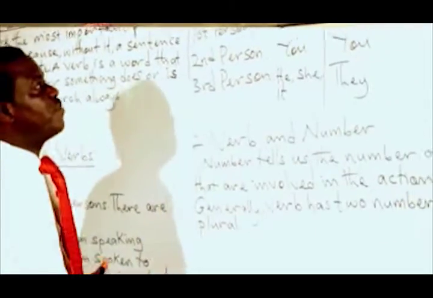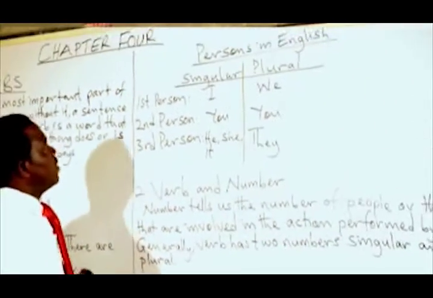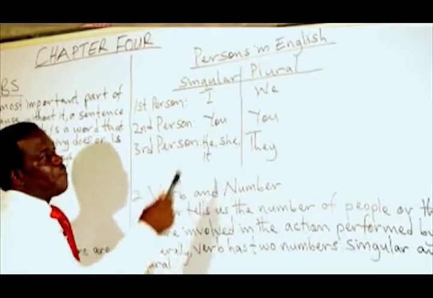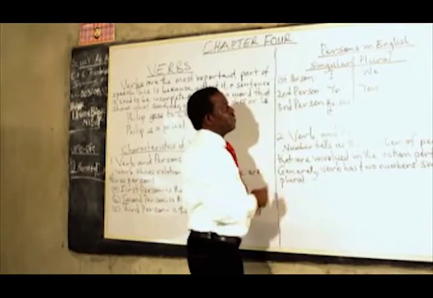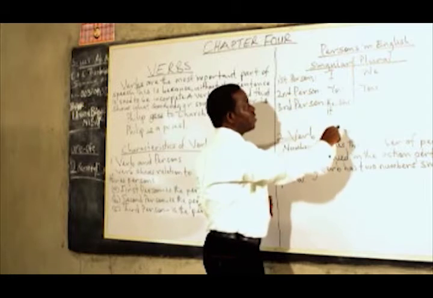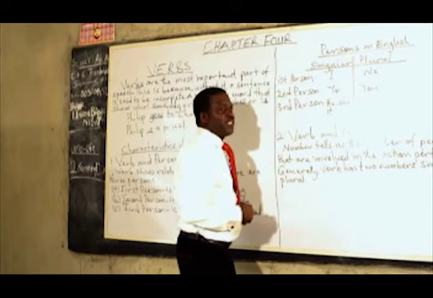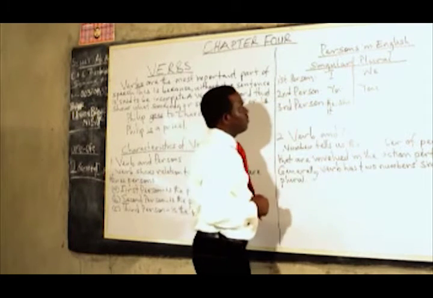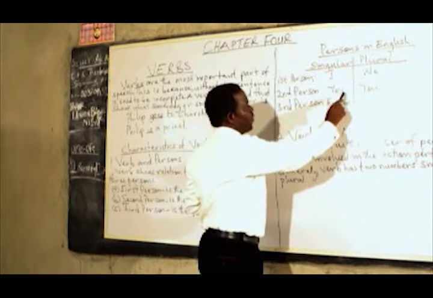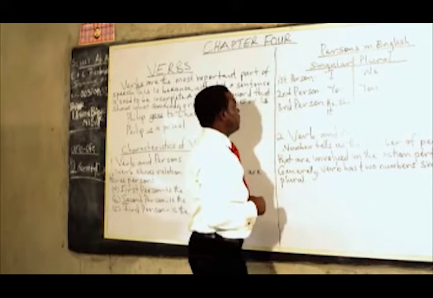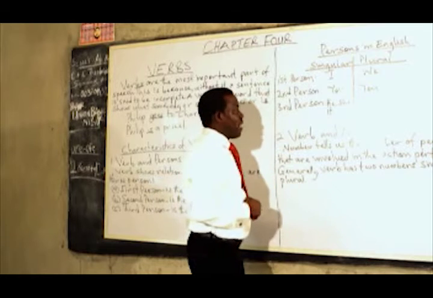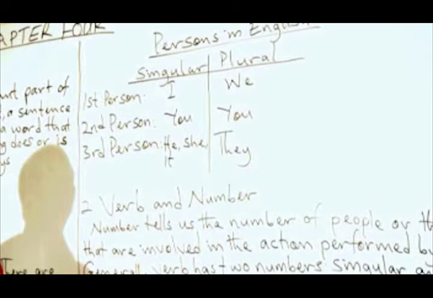Let's look at this in English. Persons in English. We have the first person, singular and plural. First person, singular, I, plural, we, person speaking. Second person, person spoken to, singular you, plural you. Third person, person spoken about. Singular we have he for male person, she for female person, and it for non-living things and animals. Then the plural is they.